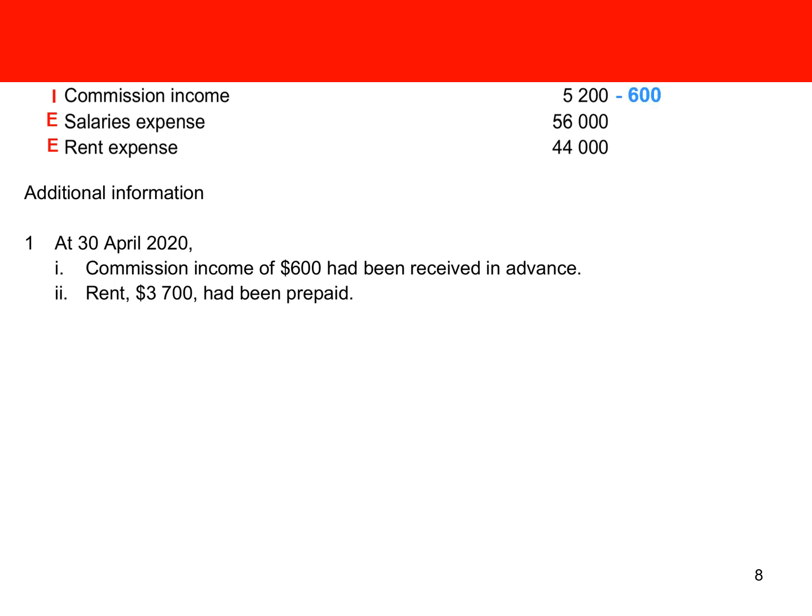So what you need to do is you go to your commission income, you deduct 600. So in other words, the commission income that we earn will not be that much. It will not be 5,200. It should be lower. Hence, you minus the $600 away.